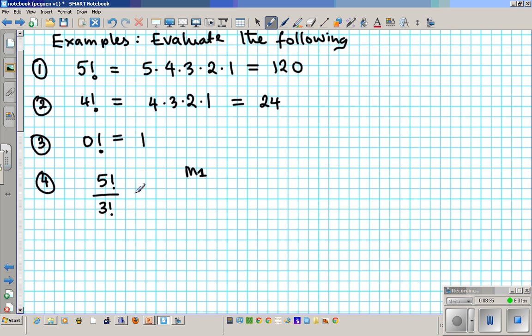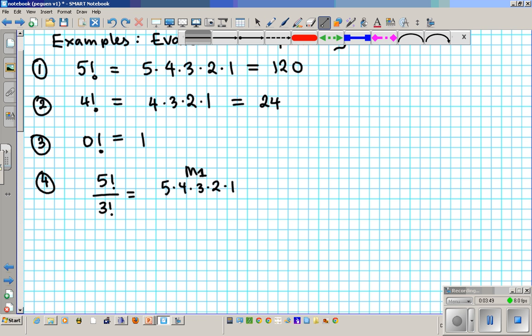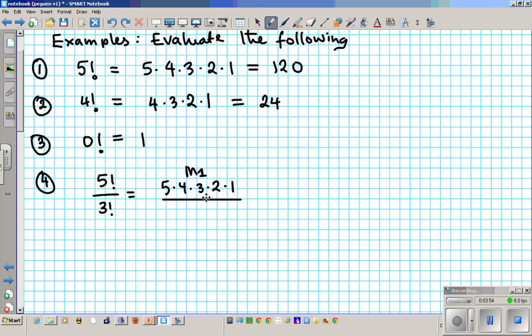For method 1, I'm just going to break both of them down blindly. Okay, I'm going to go 5 times 4 times 3 times 2 times 1 divided by, what is 3 factorial? 3 factorial is simply 3 times 2 times 1. You can see some cancellation happening here. 3 goes here 1, 3 goes here 1, 2 goes here 1, 2 goes here 1, and these ones cancel out. Your final answer is 5 times 4, which is 20.